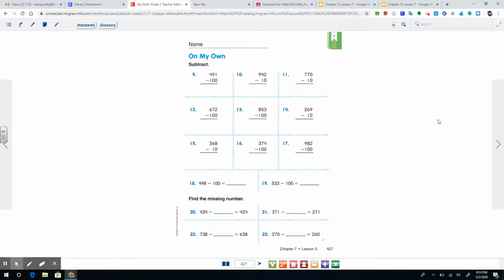Numbers 20, 21, 22, and 23, you need to figure out what the missing number is. So basically, the best way I can tell you is if you're going from 434 to 424, did you have to skip count backwards by 10 or skip count backward by 100? So if you can look at the place value of the hundreds and the tens, you're going to find your answer pretty quickly. You'll know if it's 100 that they took away or 10 that they took away. So think about that as you look at those problems. If you need to solve it out by writing them vertically to double check your mental math, you can do that as well.